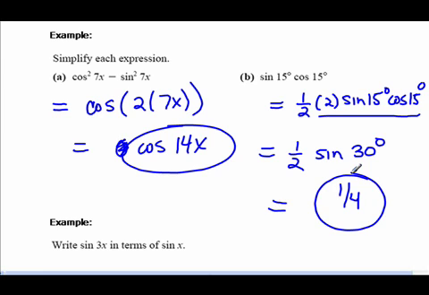I'm not saying if I hand you that problem you're going to see it the same way, but after we talk about the half angle identities, you could go back and do this problem using your half angle identities and get the same answer. Now for the next problem, sharpen your pencil.